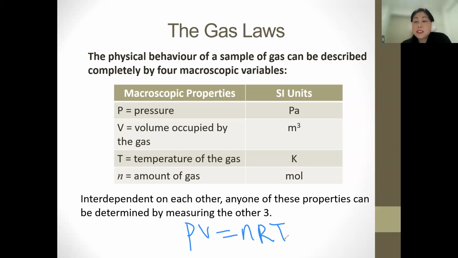Okay, P here is pressure, and the pressure unit is Pascal or Newton per meter square. Newton per meter square is Pascal. Volume here is meter cube. Remember, it's meter cube. Temperature is the absolute temperature in Kelvin, and n is the number of moles. So once we know three of the variables, we will be able to find the other unknown. That means if I know V, n and T, I will be able to calculate P.